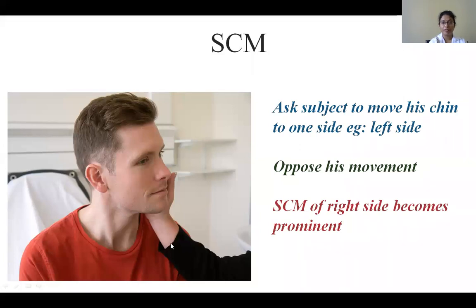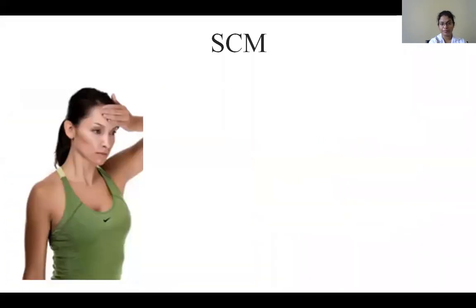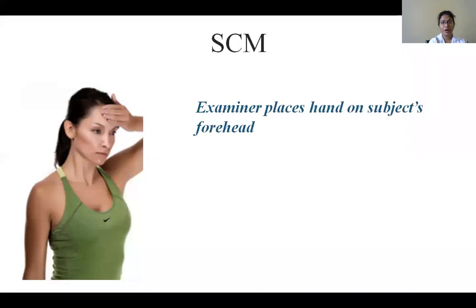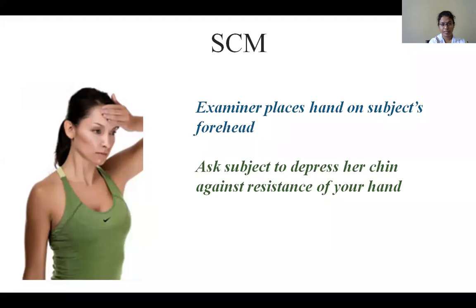So remember, we have turned to the left side to assess the right sternocleidomastoid, that is the opposite. And if you want to examine both the sternocleidomastoid together, then what do you do? You place your hand on the subject's forehead and then you ask the subject to depress her chin against the resistance of your hand like this.